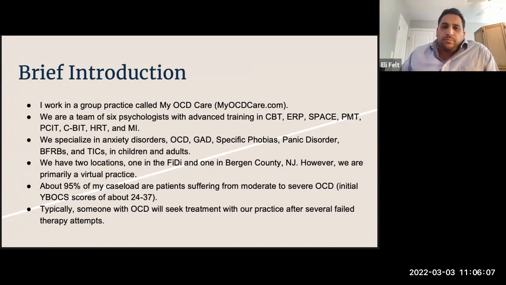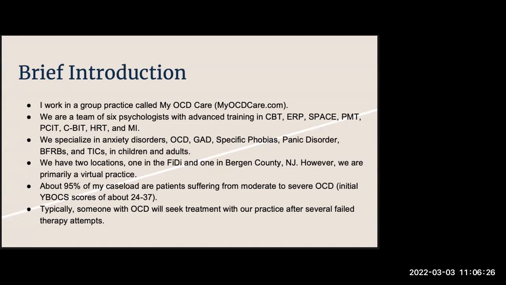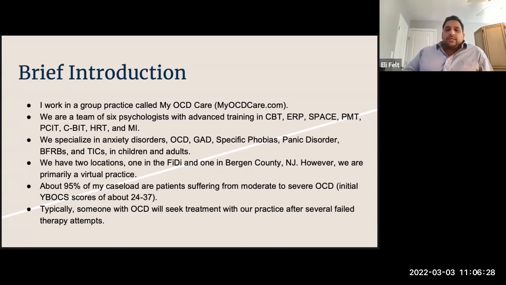We have 2 locations, but we are primarily virtual. I only see patients virtually at this stage. I would say 95% of my caseload are people suffering with OCD, typically moderate to severe, and even more than that. The Y-BOCS scores of 24 to 37, which I'll go over, what a Y-BOCS score is and what the significance of those numbers are. And typically people come to us once they've been in regular therapy and it hasn't really been working and they want something different.